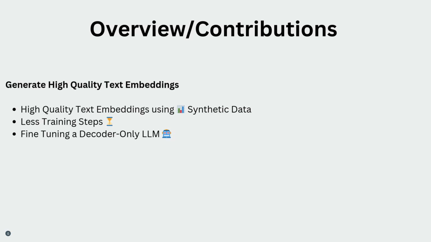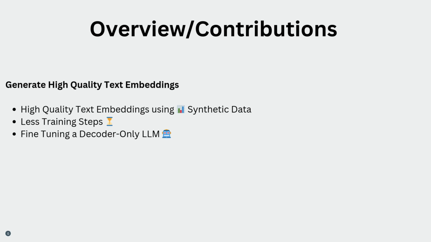Let's now talk a bit more about the contributions of this paper. This paper basically explores how you can generate text embeddings using a decoder only large language model. Their claim is that they can generate very high quality text embeddings using synthetic data generated by large language models and then fine tuning a decoder only LLM on the synthetic data. This entire training process takes fewer training steps compared to the training process for an encoder text embedding model.